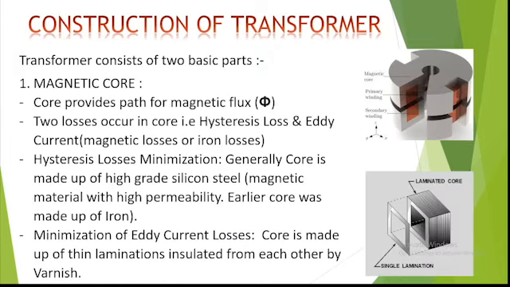Now we will discuss the construction of a transformer. Usually it consists of two basic parts. One is the magnetic core and the other is windings or coils. Magnetic core. The core provides a path for the magnetic flux.